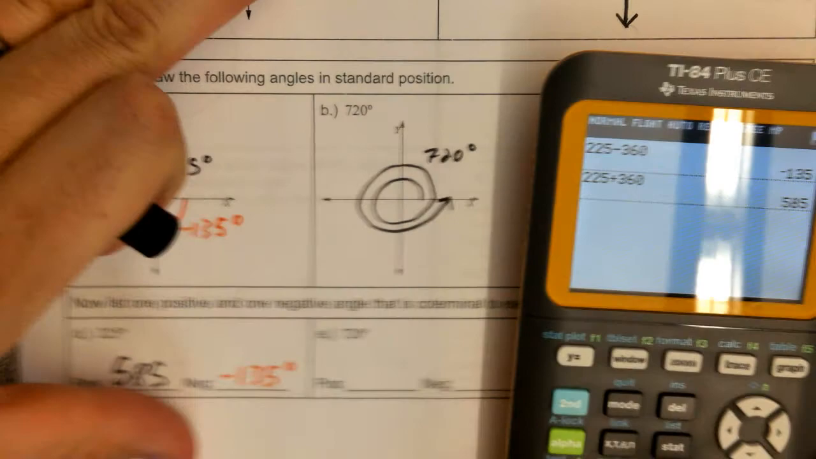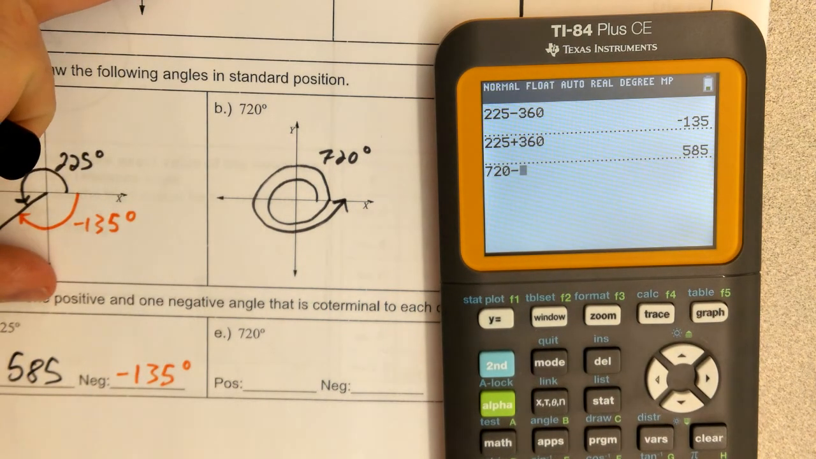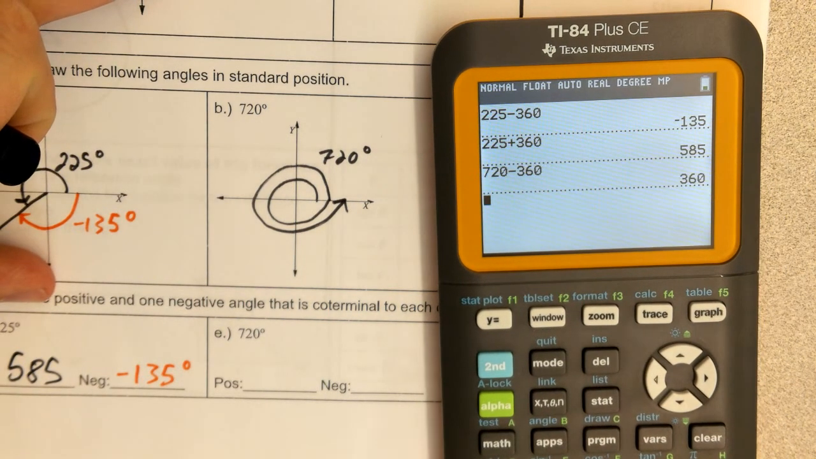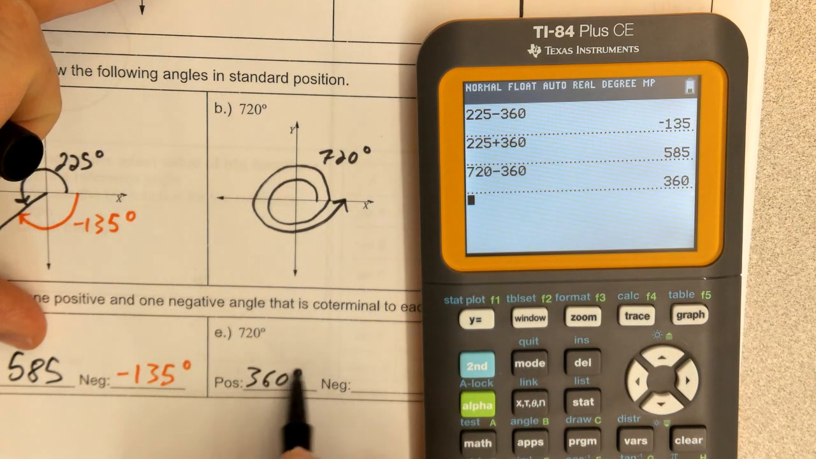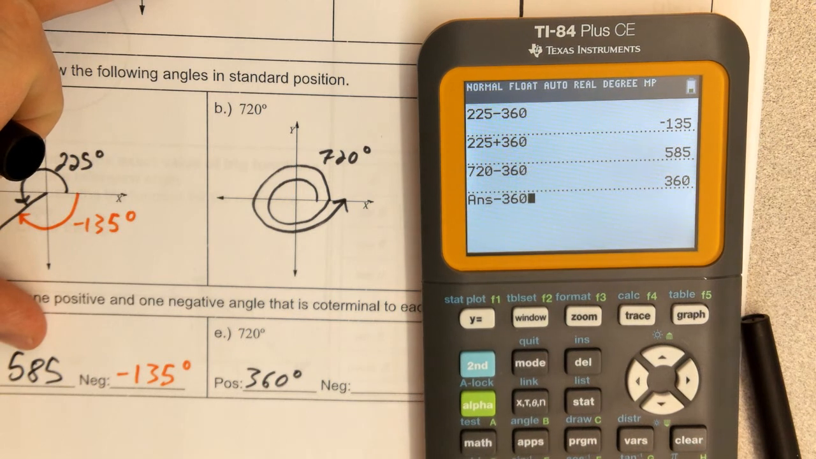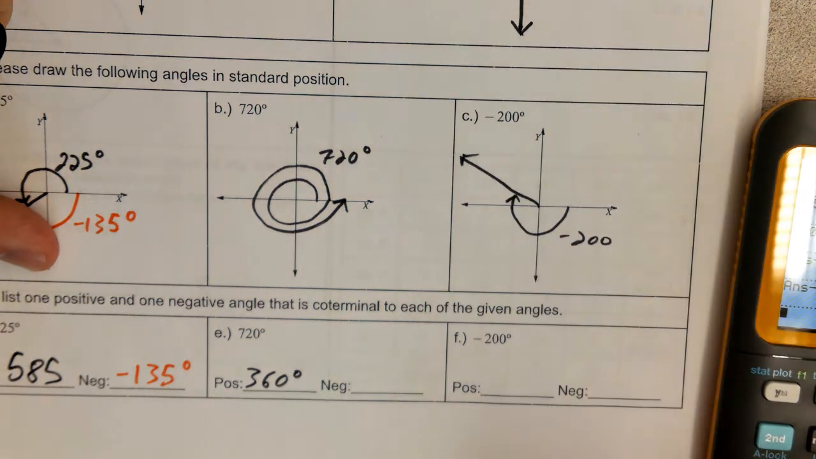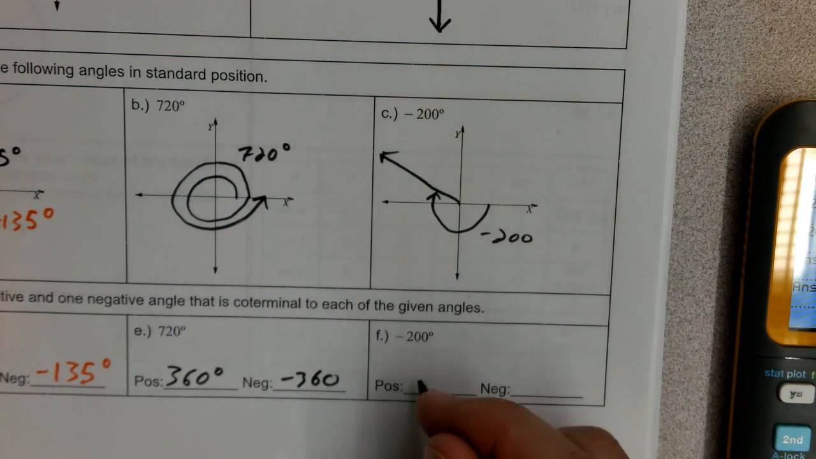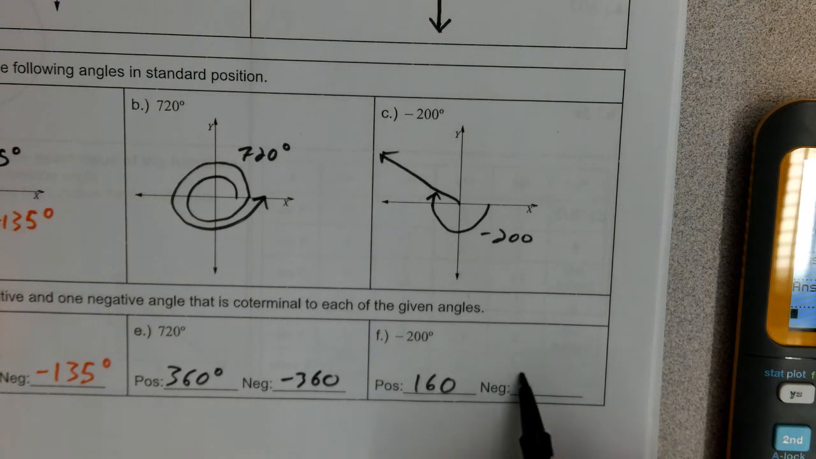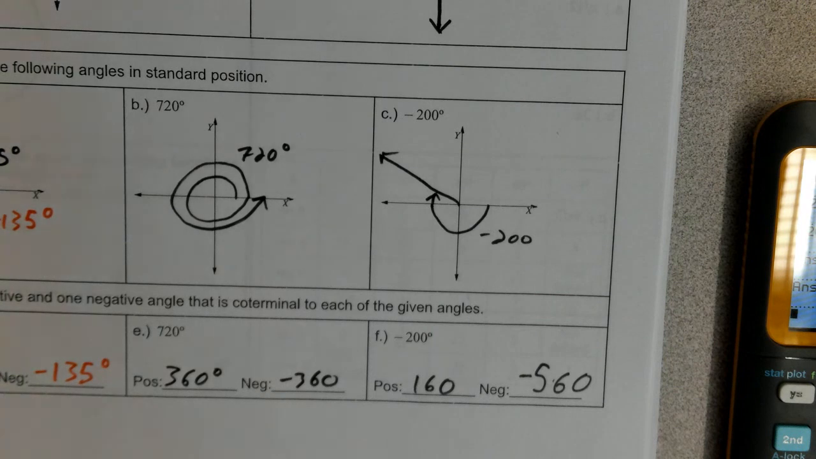The next one, looking at 720, I can take 720 minus 360. I get 360, so that's a positive coterminal angle. If I subtract 360 again, I get 0. I'm still not negative, so I'm going to have to subtract 360 again, and that'll give me negative 360. Same thing over here. You get a positive 160 when you add 360 and a negative 560 when you subtract 360.